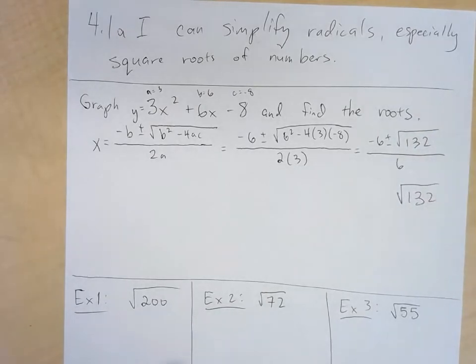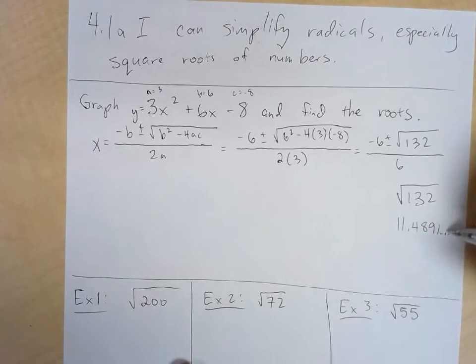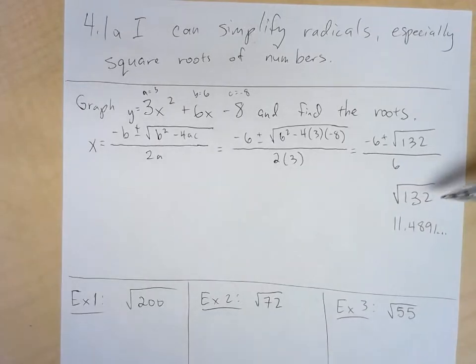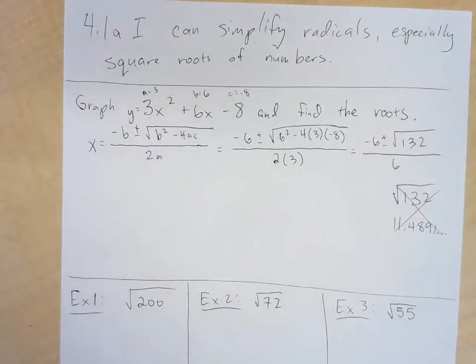we know we can approximate that to a decimal. So I'm going to plug this in my calculator, and I get 11.4891, and it keeps going for a while, and really because it's not a perfect square, aka there's no whole number that multiplies by itself to be 132, we get this decimal, and we do not like this as mathematicians. Instead, there's a better way to approximate this.